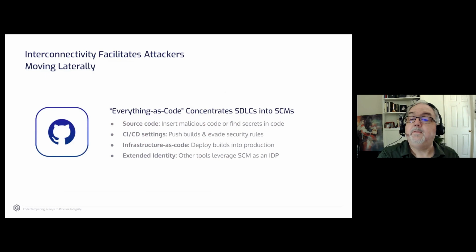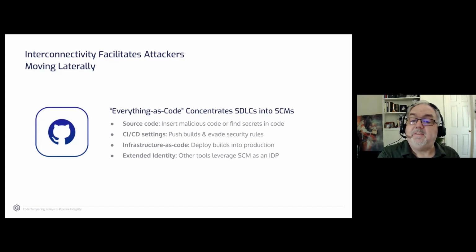For an example of this, consider popular everything as code approaches like GitOps. With everything as code, configurations and controls are codified as source code and stored alongside other source code in the SCM. An attacker that manages to compromise the SCM, perhaps through an insecure configuration, would have the ability to wreak havoc across the SDLC. They could look through source code to find secrets that provide access to other environments and data, or modify code to add malware.